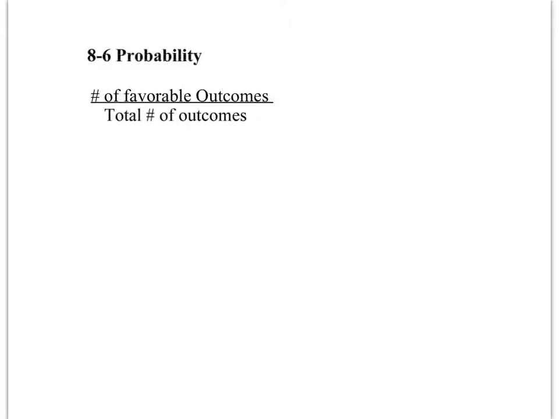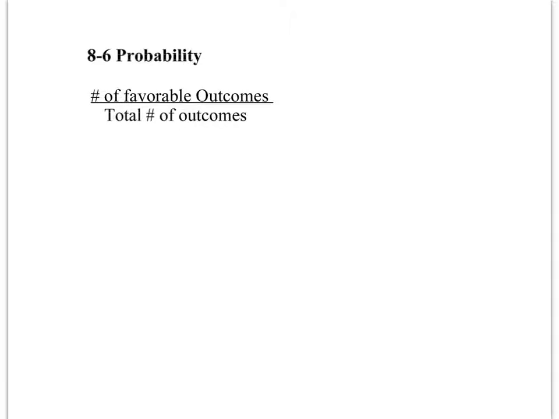Okay, probability is always a fraction. The formula is, the numerator is the number of favorable outcomes, or in other words, the number of outcomes that work, over the total number of possible outcomes. The denominator is the total possible number of outcomes. So probability is always a fraction somewhere between 0 and 1.